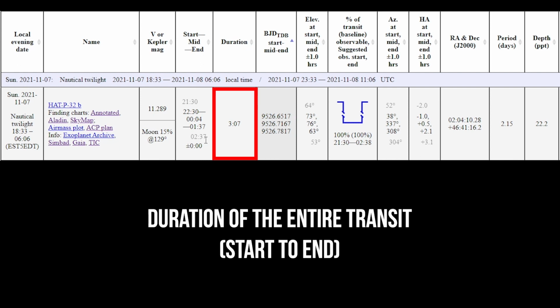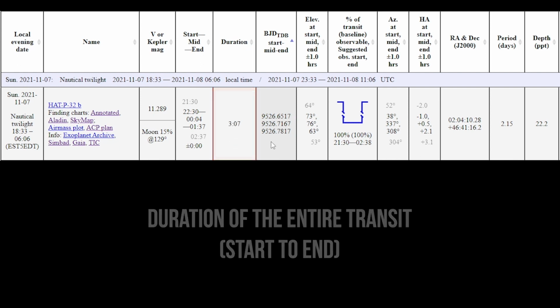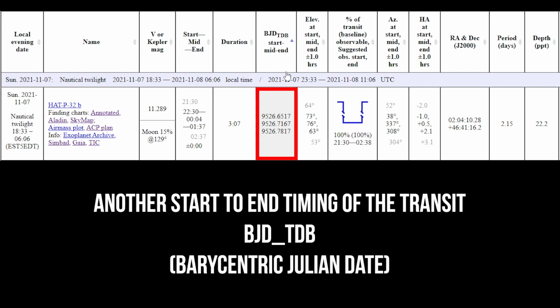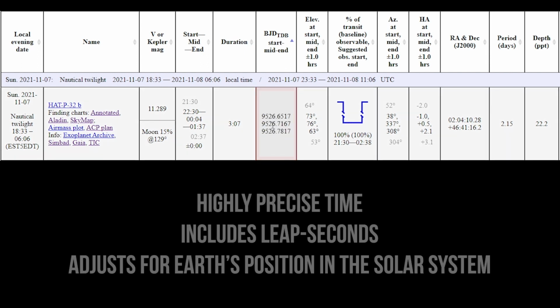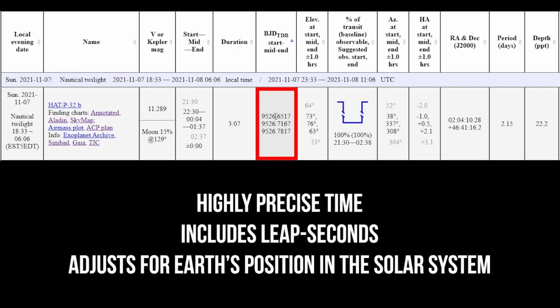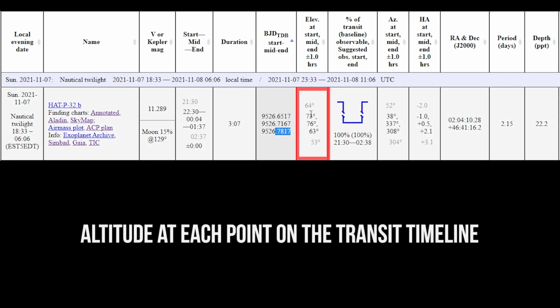This next column is about the duration of the transit, so it takes about 3 hours and 7 minutes. The next column is time in BJD TDB. This particular time reference uses leap seconds within its calculation, as well as the position of the Earth within the solar system. Here we can see the altitude at each point on the transit timeline.